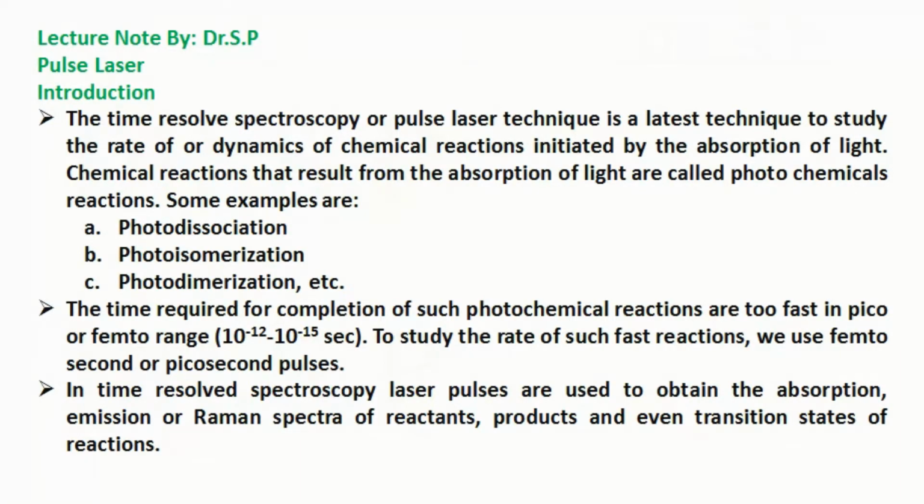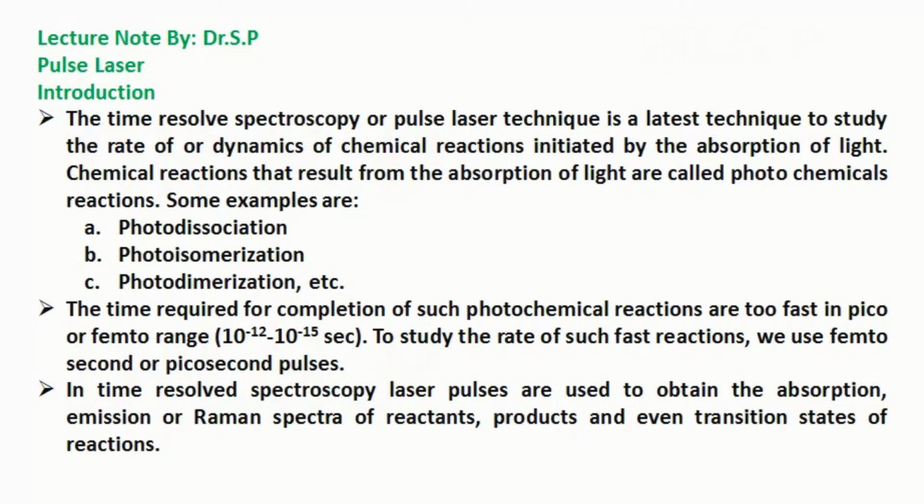Some examples are photodissociation, photoisomerization, and photodimerization, etc. The time required for completion of such photochemical reactions is too fast, in the pico or femto range, that is in the range 10 to the power minus 12 to 10 to the power minus 15 second. To study the rate of such fast reactions, we use femtosecond or picosecond pulses.